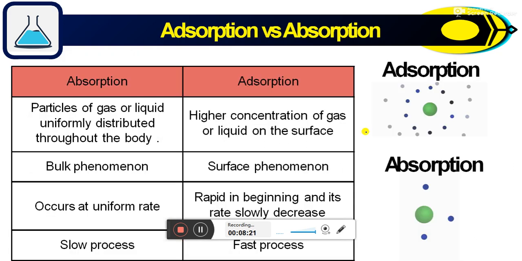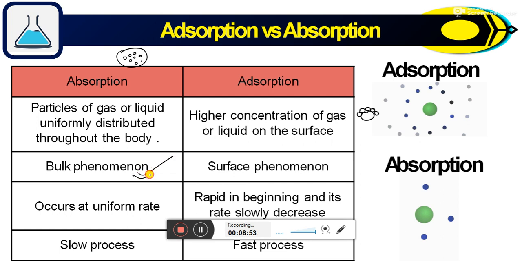Remember one more idea, the difference between absorption and adsorption, which I already mentioned very clearly. In absorption, the particles are uniformly distributed throughout the body. In adsorption, the particles are accumulated on the surface. You can see very clearly, this is the accumulation of molecules on the surface, adsorption. What is absorption here? The molecules are spread inside, the molecules go inside.